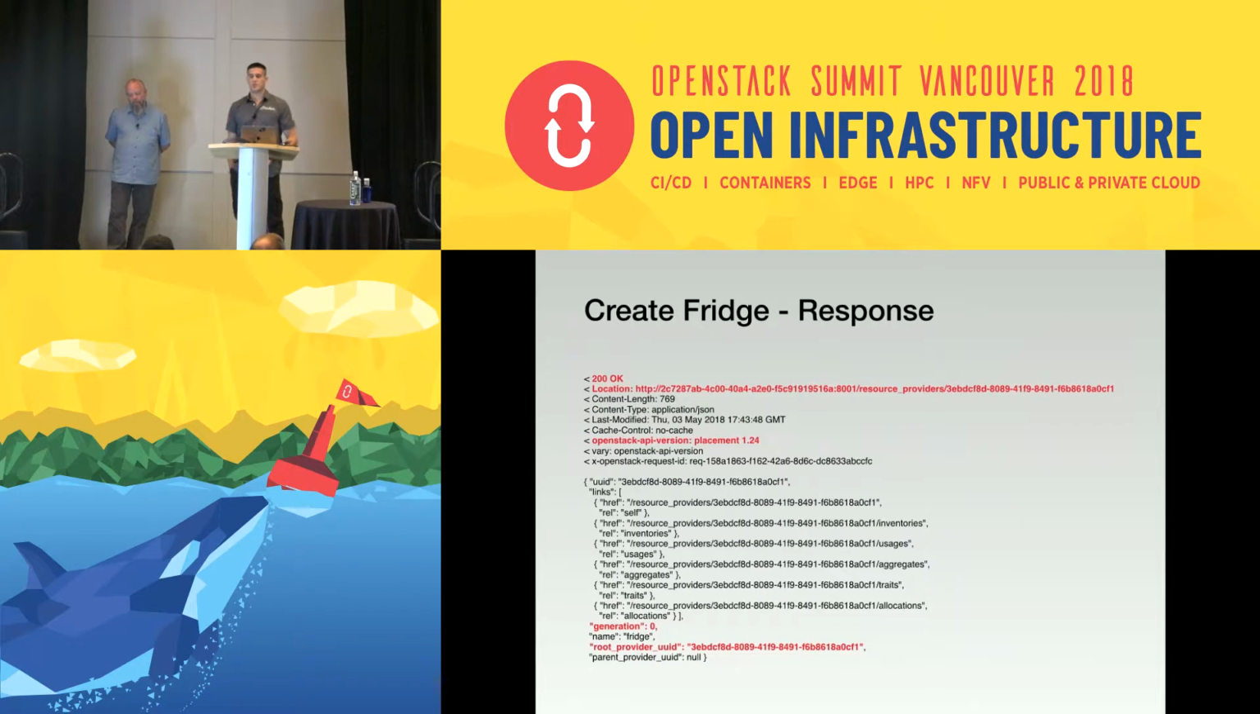So placement responds and says, verily I have created a fridge. And here's the version of the placement API that I did it under. And then here's some links associated with it, right? This is all stuff that you would expect. And the part that I wanted to highlight here is that it gave you a UUID associated with your provider if you didn't specify one already. And this generation thing, it says generation 0, and we're going to come back to that, right?